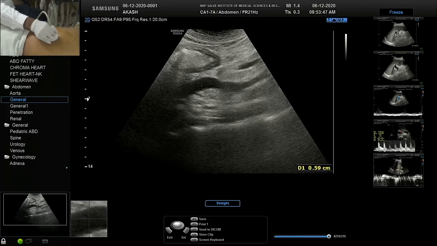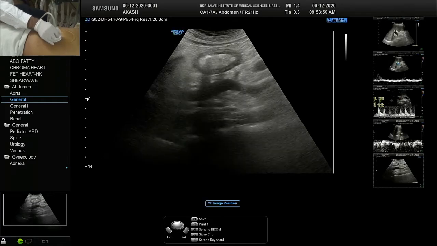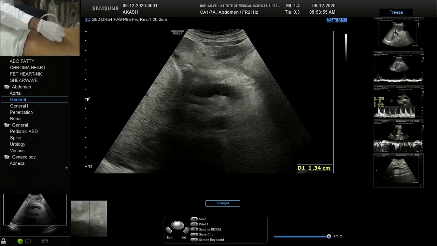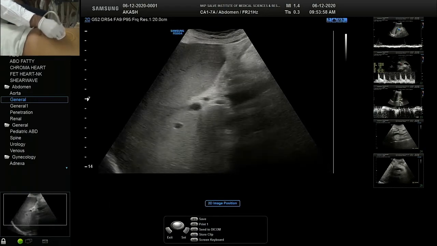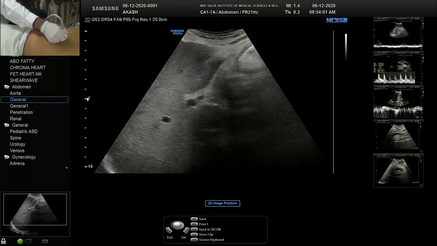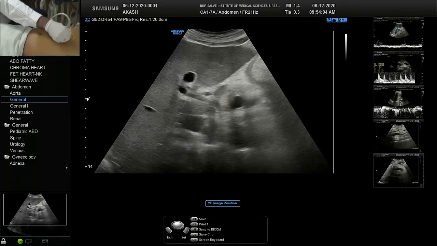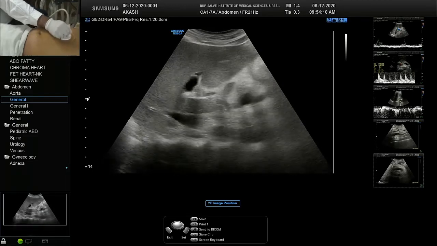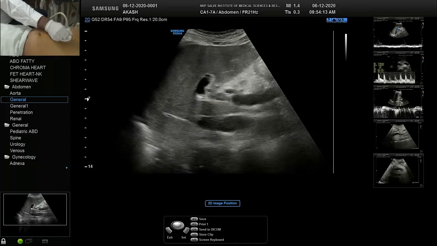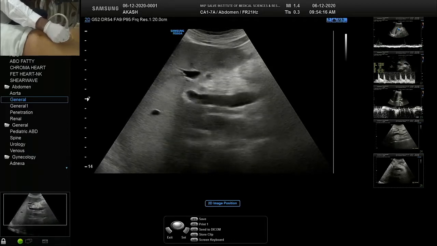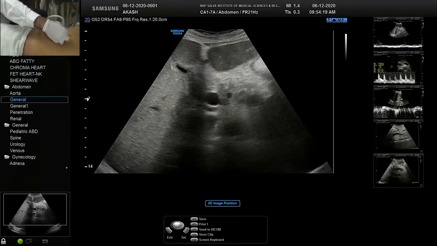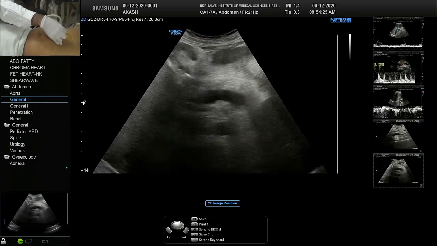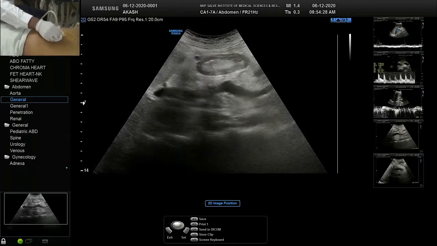Measure the start from SMV, little bit bigger, 12 millimeters. Caliber of splenic vein is again more, 13 millimeters. And while seeing the SMV, that is the confluence.